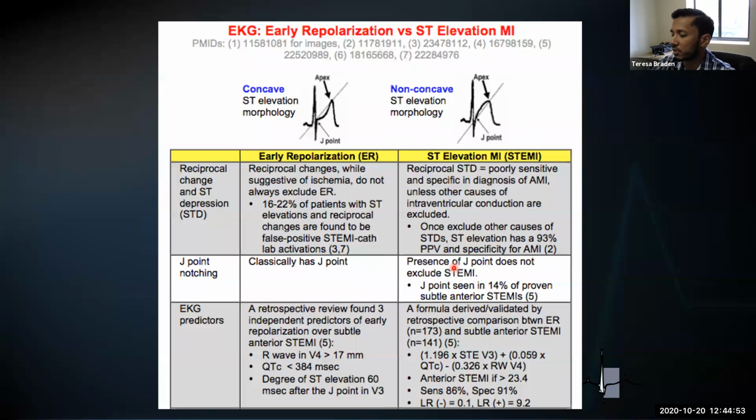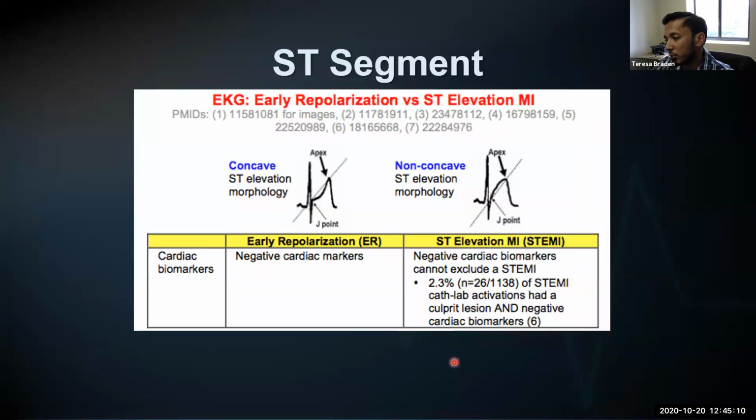Can I move through these slides? There we go. I have to use the keyboard. So J point, we talked about the notching that we're more likely going to see along with the slurring. You're not going to really see that with a STEMI. I'm not going to go into these EKG predictors. This is way too complex, and in my opinion, not necessary from an internal medicine perspective. If you end up going into cardiology, then you'll probably have to memorize these things among others. But I think these are the most common things to look for, as well as cardiac biomarkers.